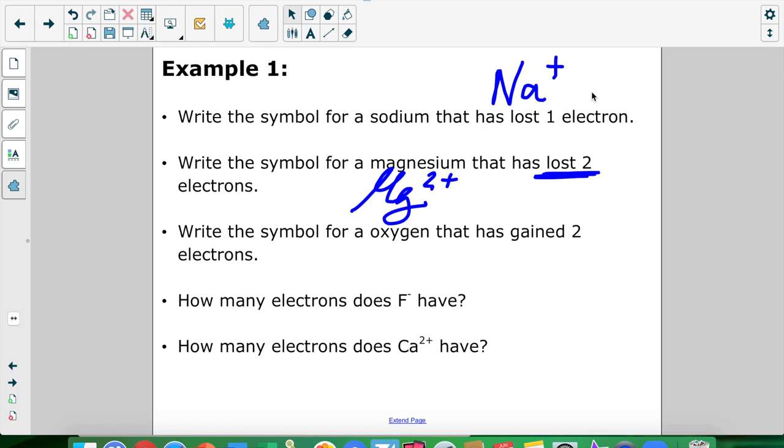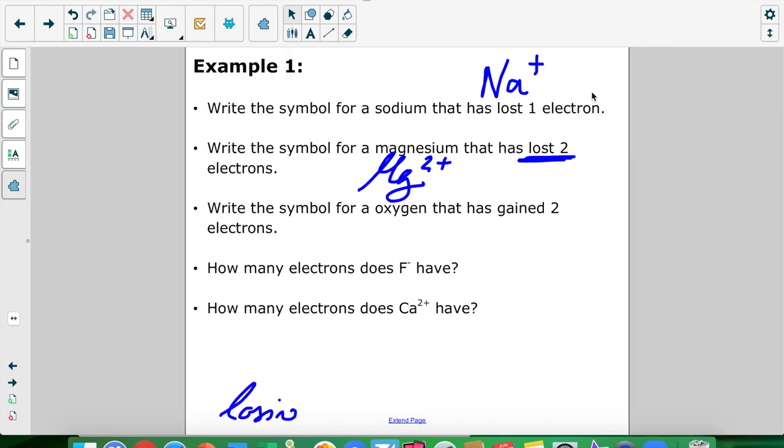So again, losing electrons, the ion is positive. It's going to be any symbol with a positive charge, and the positive charge is based on the number of electrons lost. If the element is losing 2 electrons, it will be 2 plus; 3 electrons, 3 plus; 1 electron, 1 plus. So N plus in general.